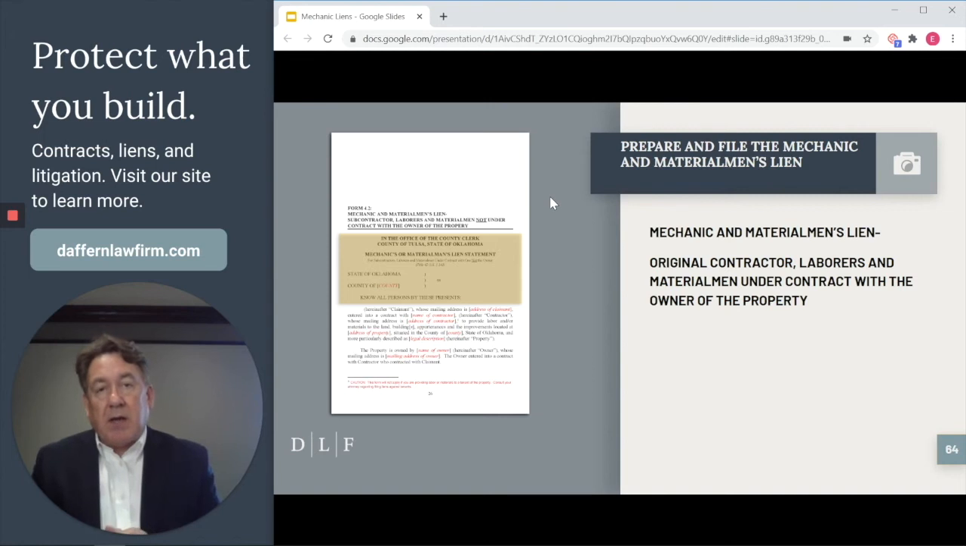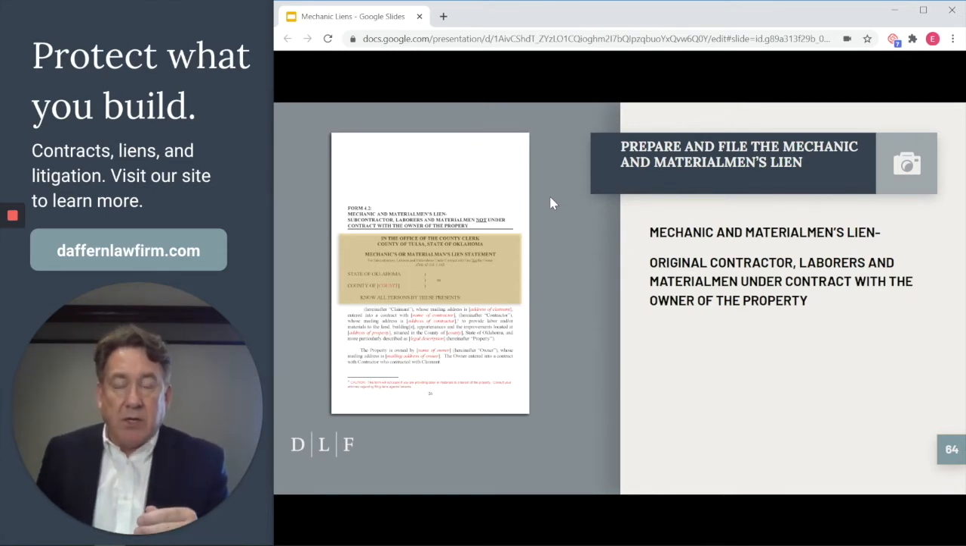Again, I'm a believer in creating systems and creating forms that I can use consistently over and over, because it reduces mistakes and you get better results. So the form we're going to look at today is the mechanic lien form that we use if you are an original or general contractor and your contract is directly with the owner. This is the form that we file within 4 months of the last day of work.